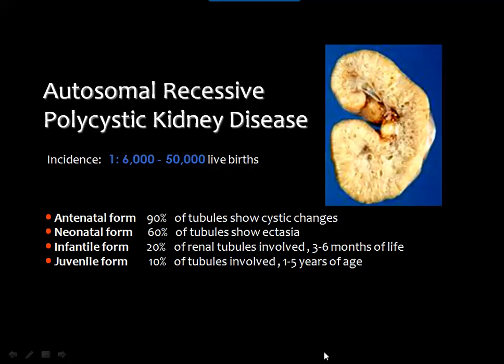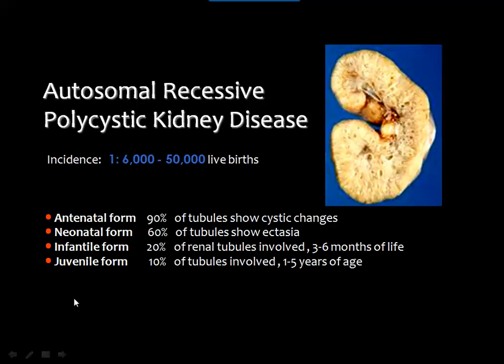Then we come to the polycystic disease, and we have two types: the autosomal recessive infantile polycystic disease, and this is the incidence, or the adult autosomal dominant polycystic disease of the kidney. And this will result in too many small cysts in the kidney, giving the kidney a sponge-like appearance.